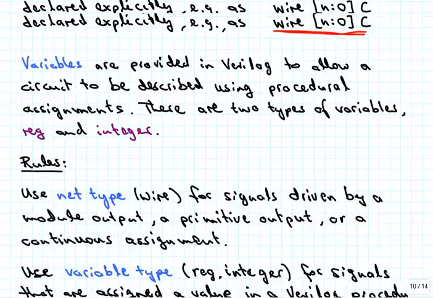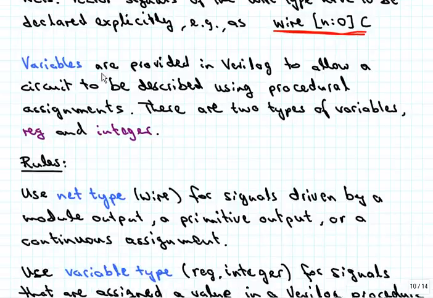Now variables are provided in Verilog to allow a circuit to be described using procedural assignments. That considerably extends the flexibility in specifying things, because we can use such things like an if-else command, or we can use for loops, we can use case statements, and so forth. There are two types of variables. One is of type reg, which stands for register, and the other one of type integer. For example, a for loop, the loop variable, that has to be of type integer.